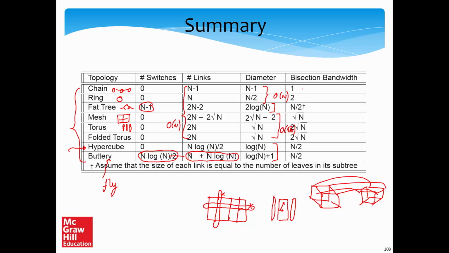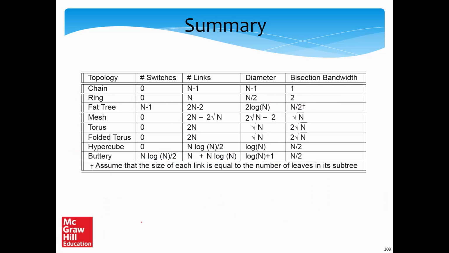So then the bisection bandwidth for a chain is really bad. Just snap one link, the entire network is gone. Much better for a ring, but still this is order of 1. For a fat tree, the bisection bandwidth we are seeing is n by 2, where the assumption is the size of each link is equal to the number of leaves in a subtree. So as I had said, actually let me clean this slide up. As I had said, it all depends on the assumptions that we make.